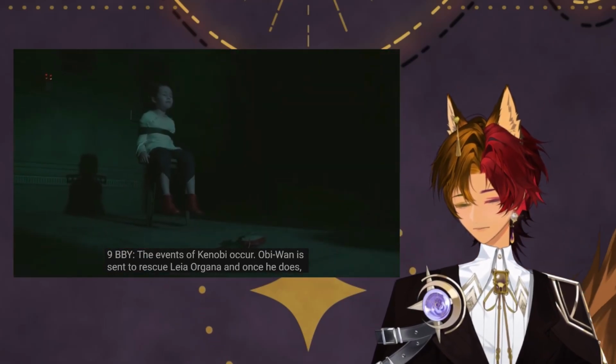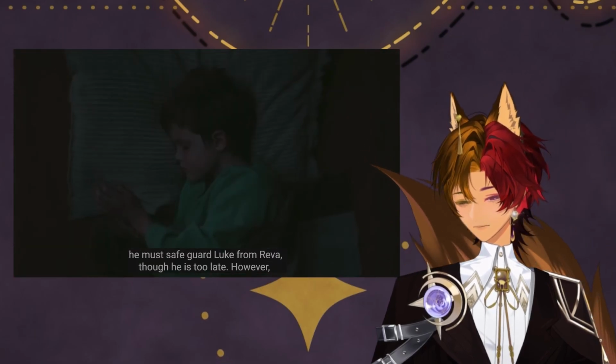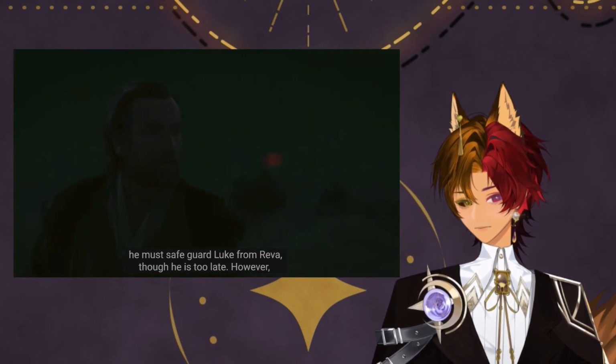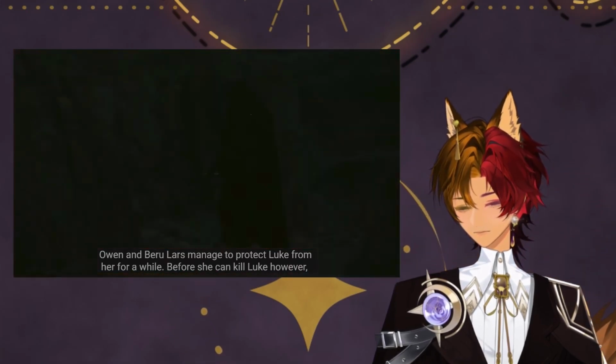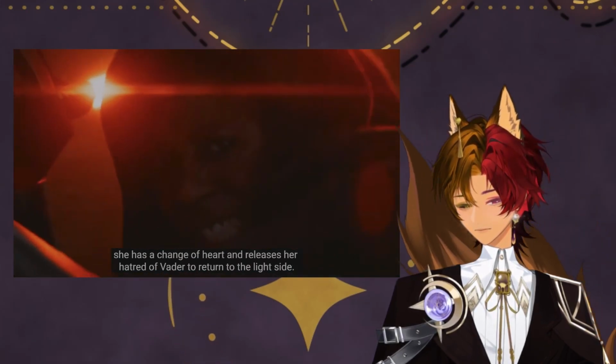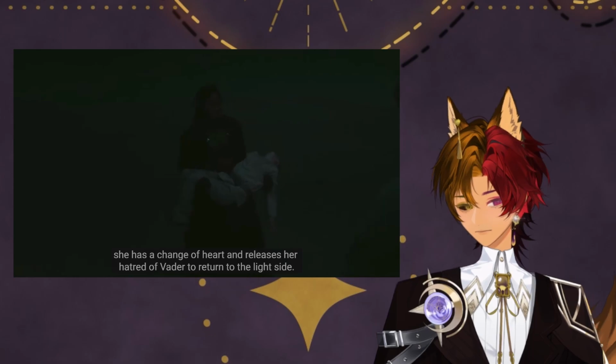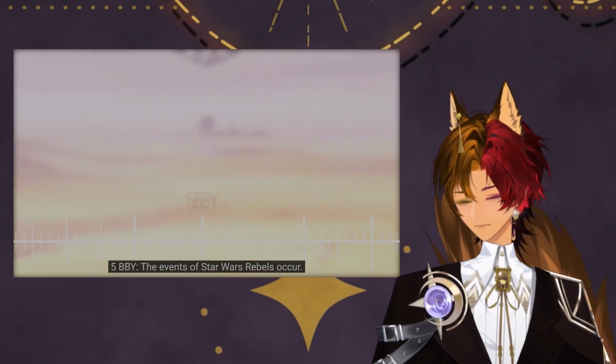Obi-Wan is sent to rescue Leia Organa, and once he does, he must safeguard Luke from Reva, though he's too late. However, Owen and Beru Lars manage to protect Luke from her for a while. Before she can kill Luke, however, she has a change of heart and releases her hatred of Vader to return to the light side.